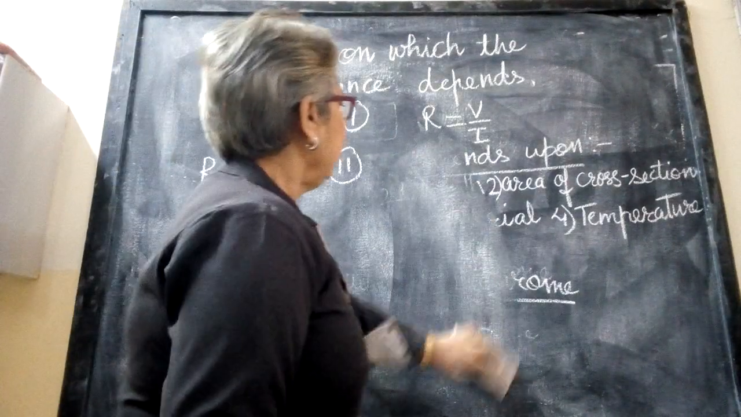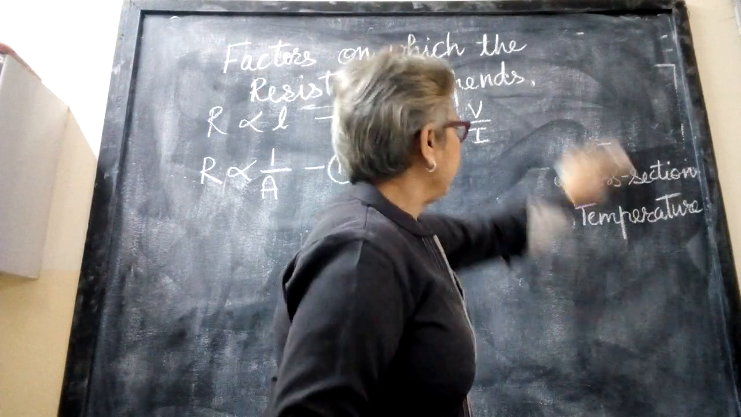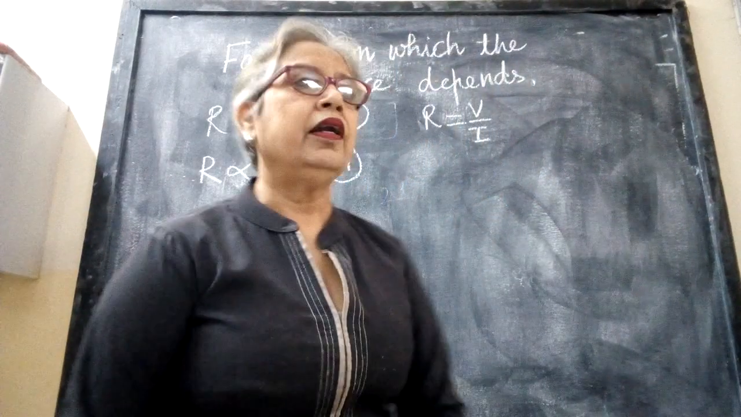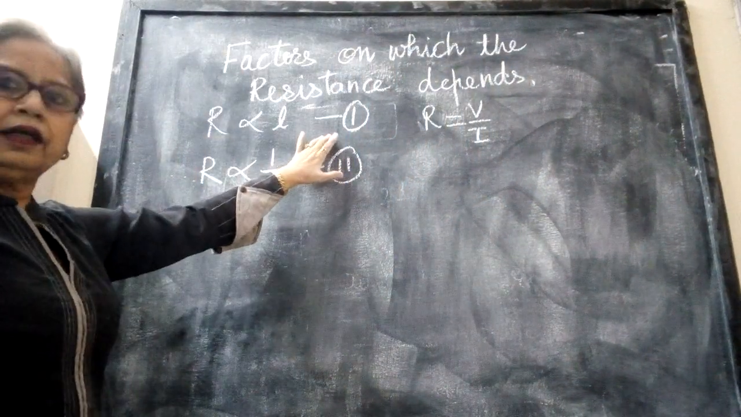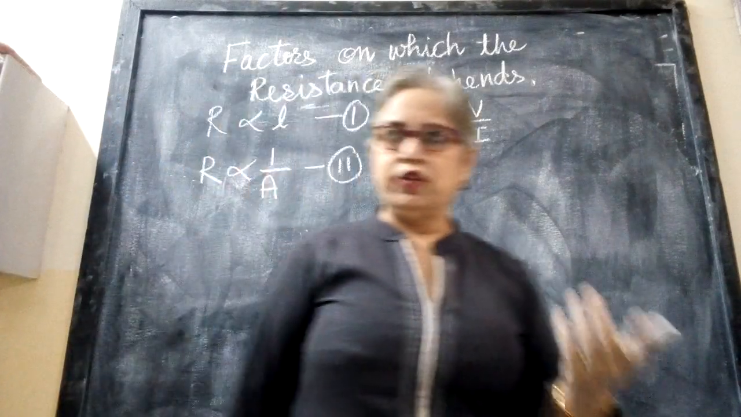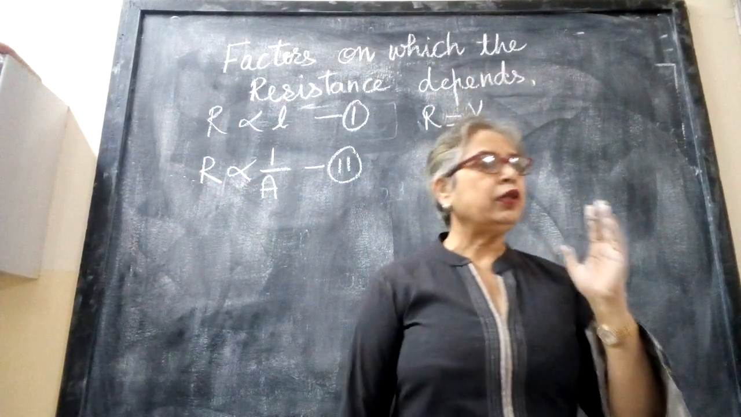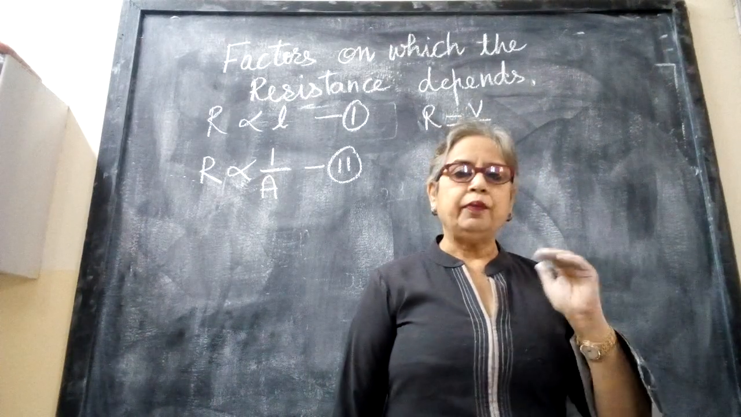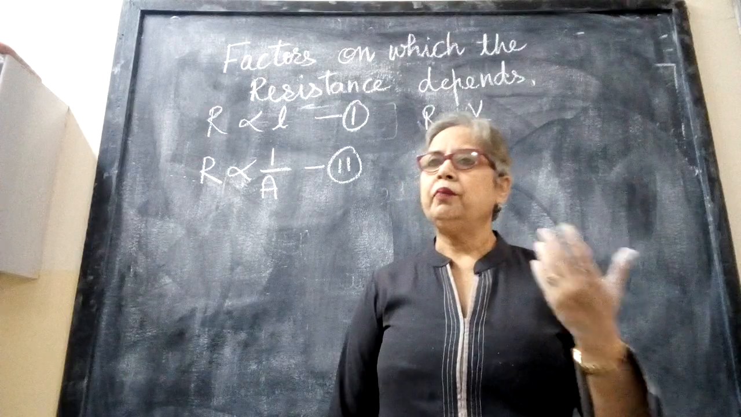So there are four factors on which the resistance of a conductor depends. Number one, length, directly proportional. Number two, area of cross section, inversely proportional. Number three, temperature, directly proportional. And then it depends from material to material.